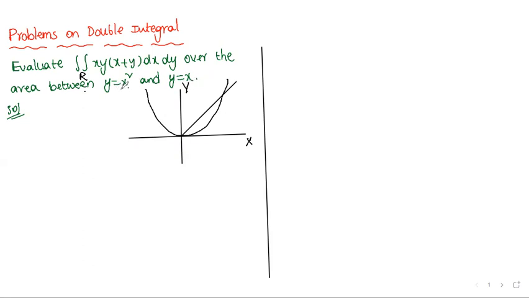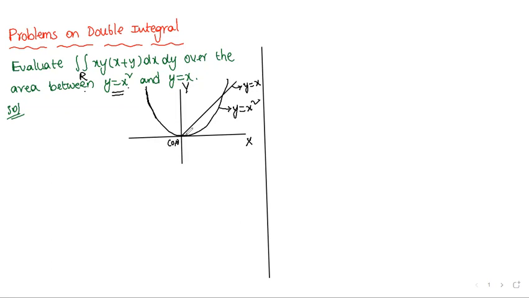Here we observe that y is equal to x square is the parabola. So this is the parabola, and the curve y is equal to x square is like this. And also y is equal to x is a straight line from 0 comma 0. So this is the straight line, called the y is equal to x curve.